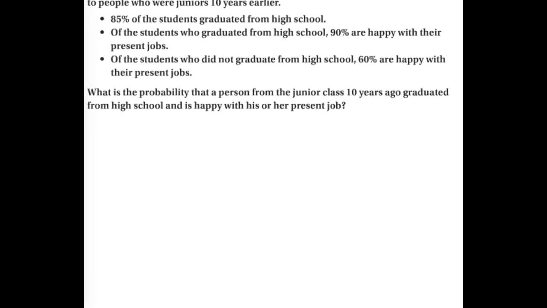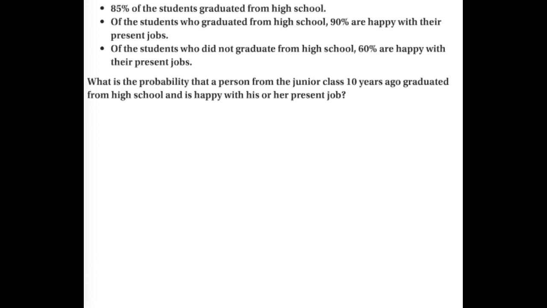All right, but we can set it up with a tree diagram. The question we're being asked is, what is the probability that a person from that junior class 10 years ago graduated from high school and is now happy with his or her present job? Okay, so we are going to break this up into events A and B. What is the first event that we're talking about? Did they graduate or not? Okay, that's the first situation. What's the second one? Are they happy with their job or not?